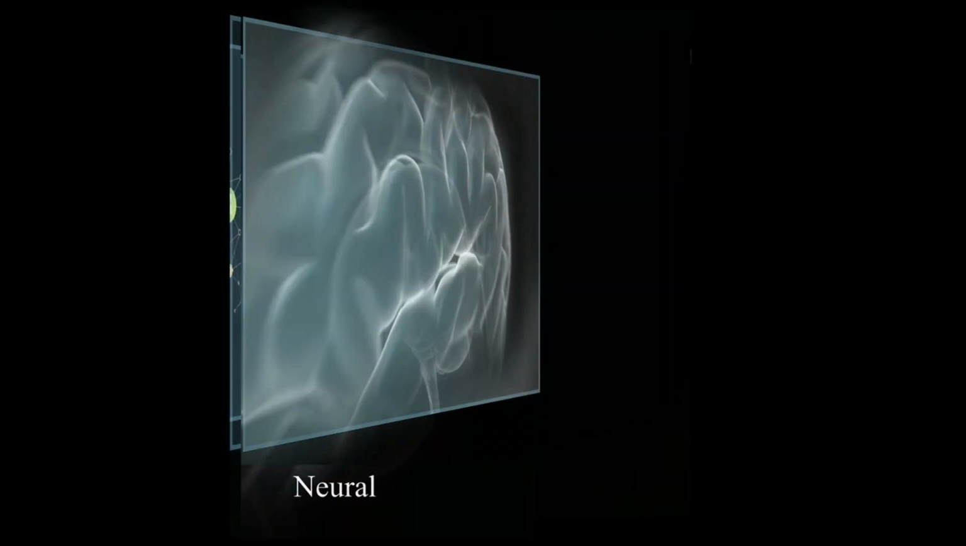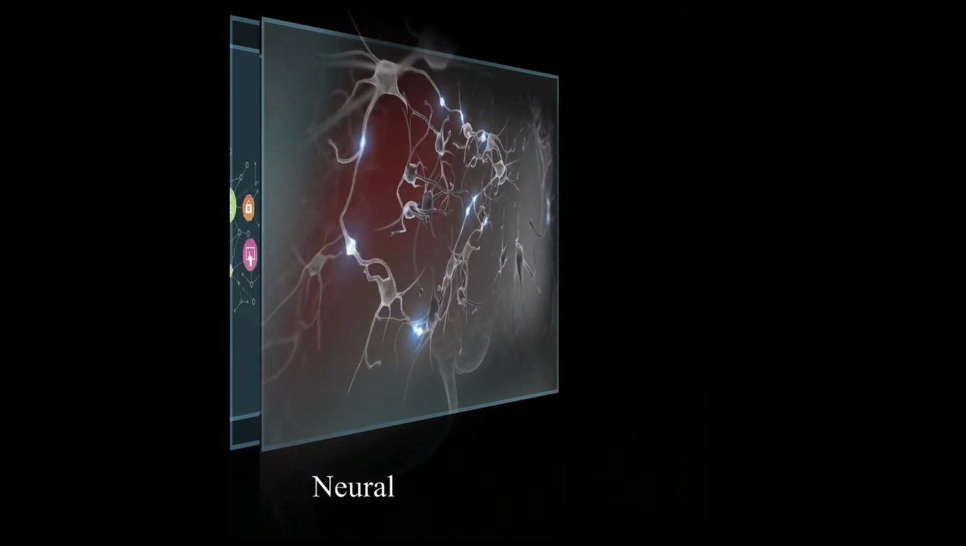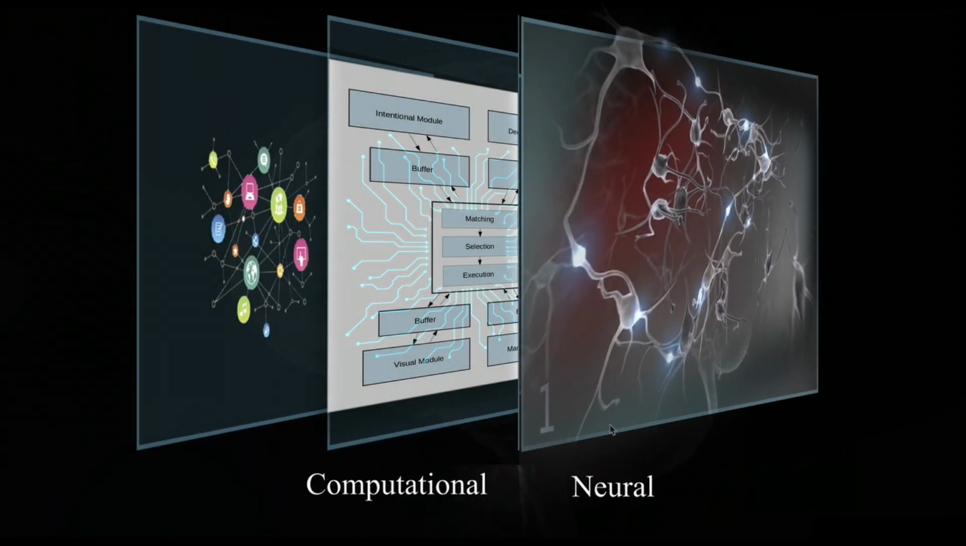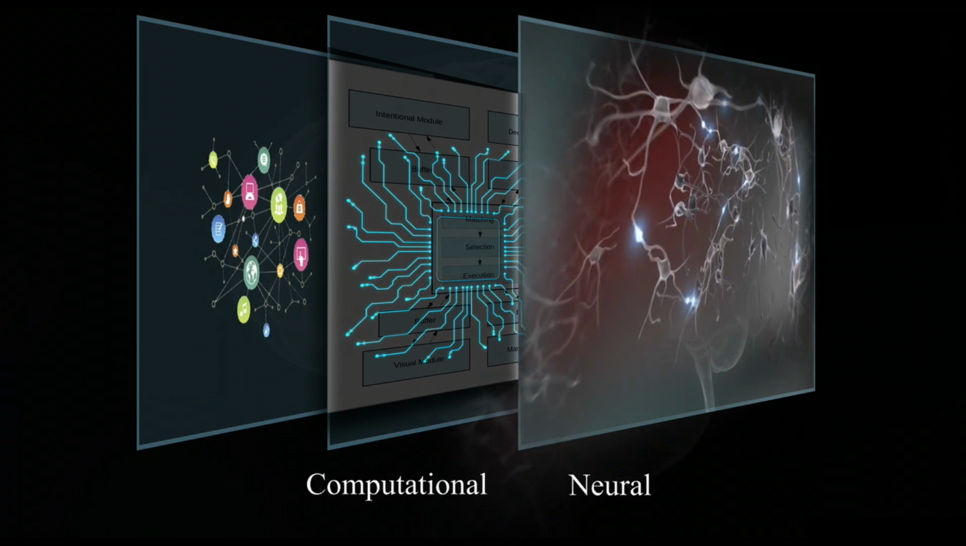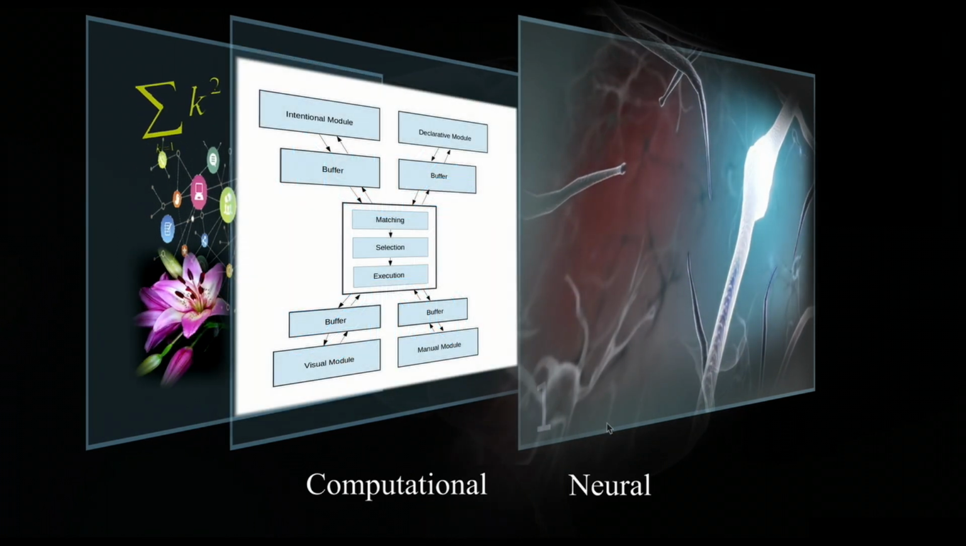The neural level forms the hardware. The neural level processes information, giving rise to the computational level. The computational level processes information and gives rise to the knowledge level.